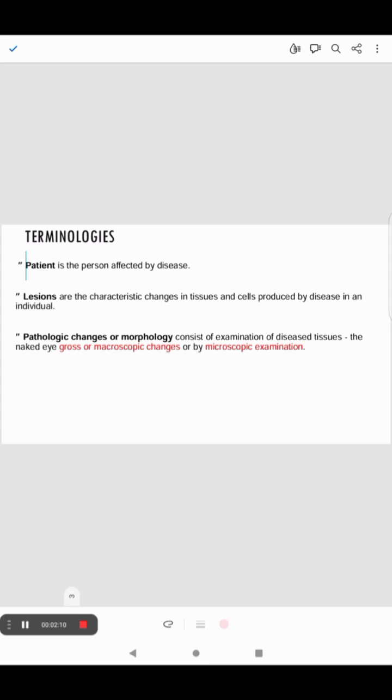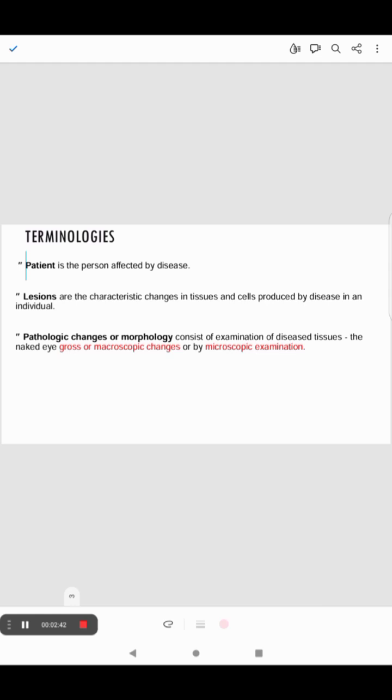Next, coming to morphology. Rudolf Virchow also told that whenever there is a stimulus or injury to the cell, there will be some changes happening in the cell. We call these pathological changes or morphological changes. These can be seen in two ways. One, you can see them through your naked eye. We call these gross changes or macroscopic changes. They can be seen with the naked eye.